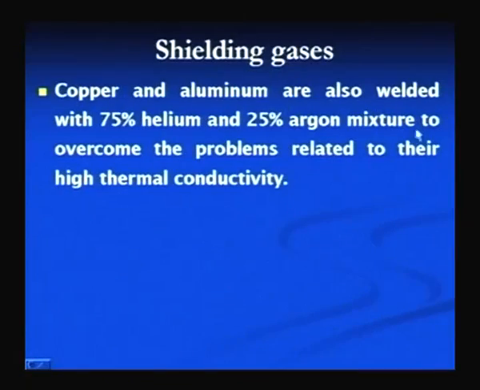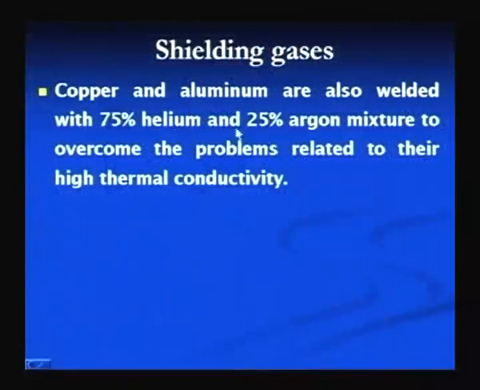Copper and aluminum alloys are also welded with 75% helium and 25% argon mixtures to overcome the problems related to their thermal conductivity. Here helium helps to burn the arc hotter, and the conductivity of helium is much higher than that of argon, but argon helps to provide better arc stability. In order to take advantage of both inert gases, the presence of argon makes the arc more stable and smooth, while the presence of helium helps to burn the arc hotter and provides more effective heat transfer from the arc to the base material.